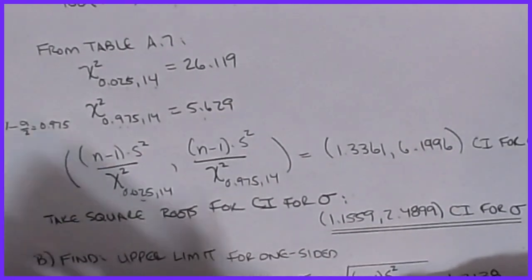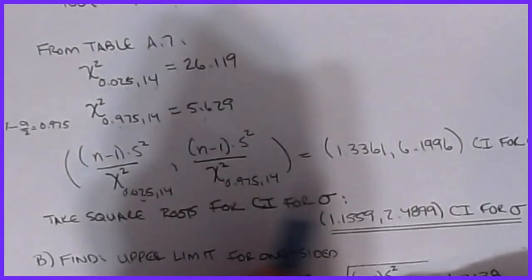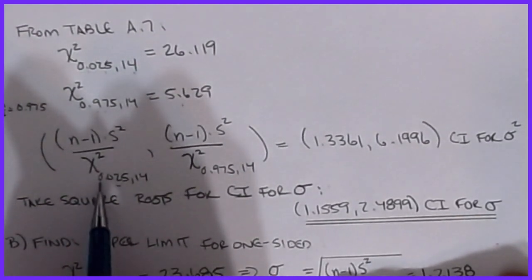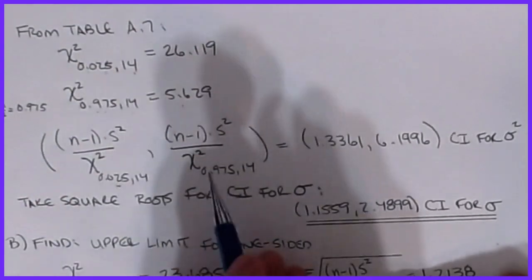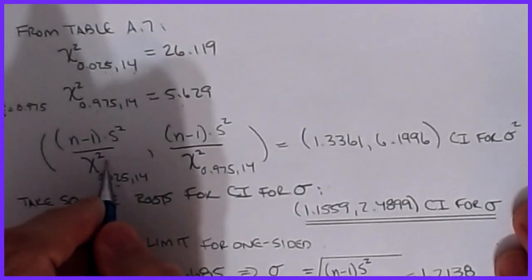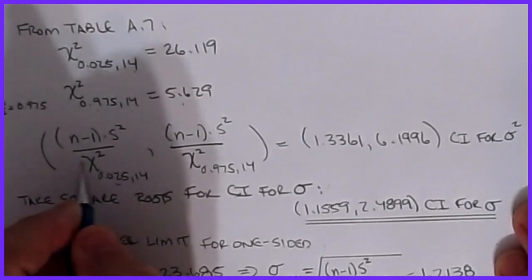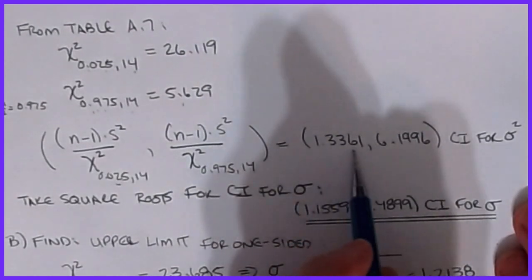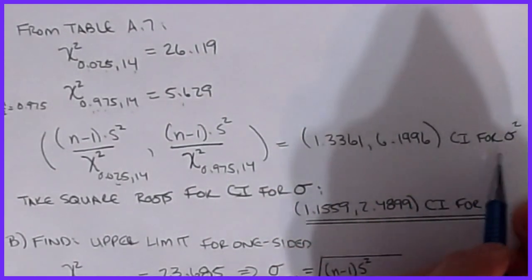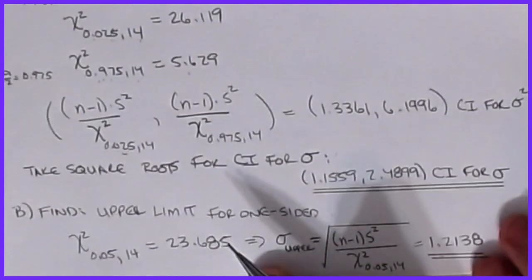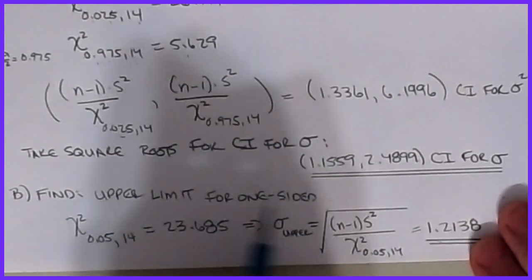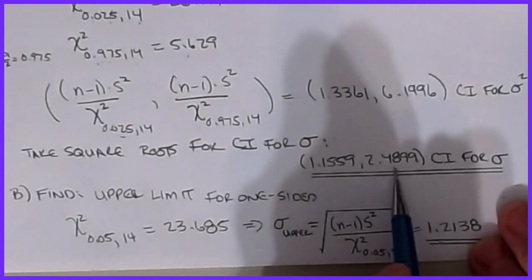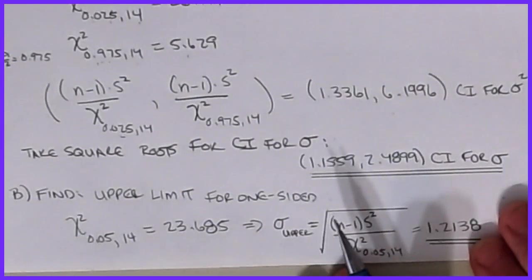If I plug those values into my equations, I can pull off the confidence interval for the variance. So n minus 1 times s squared over my upper statistic, and then n minus 1 times s squared over my lower statistic. Again, be careful on this. It's written as chi-squared, but you're not actually squaring the term, because it's already included in that. That gets me 1.3361 and 6.1996 as the confidence interval for sigma squared. If I want the confidence interval for the standard deviation, all I do is take the square root of those values. That gets me 1.1559 and 2.48999 as the 95% confidence interval for the standard deviation.